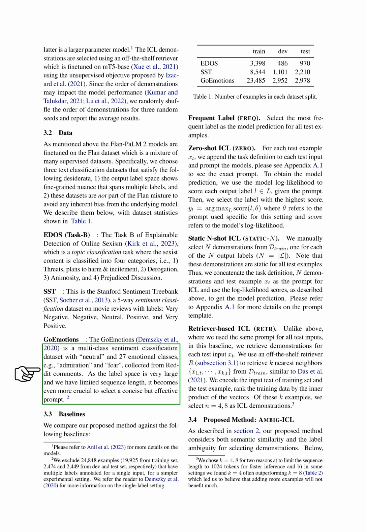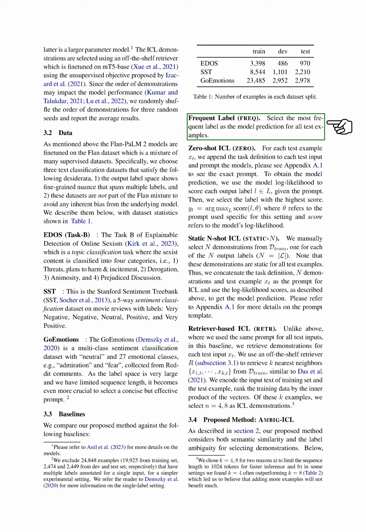We also use the Go Emotions dataset, which is a sentiment classification task that includes a neutral category and 27 emotional classes, such as admiration and fear. These are collected from Reddit comments. Given the large number of labels and the limited sequence length, it's crucial to choose a concise yet effective prompt. In our experiments, we excluded about 24,848 examples that had multiple labels for a single input to simplify the setting.